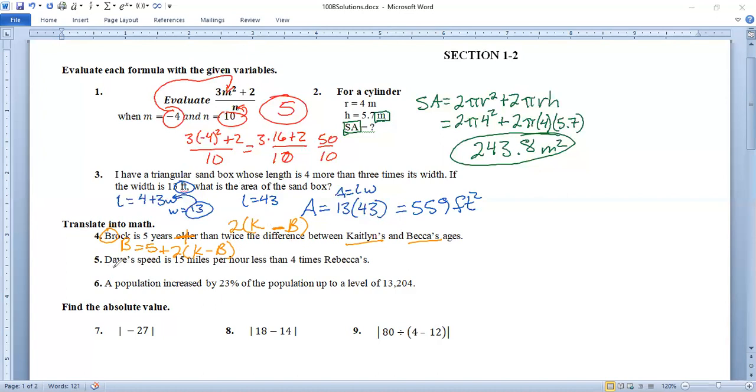Dave's speed, so that's a D, is 15 miles per hour less than, oh, back up, less than is subtracted from. So remember, that's less than, so 15 miles per hour less than, so that's subtracting 15 miles per hour from 4 times Rebecca's. So that's a 4 Rebecca right there. Okay, and the last of the translation problems.